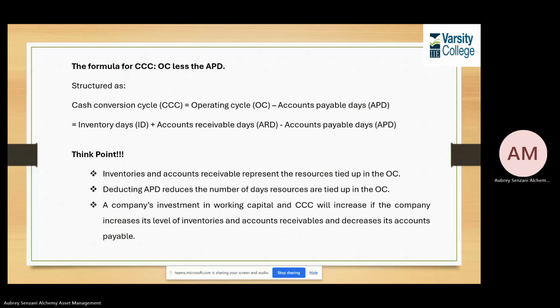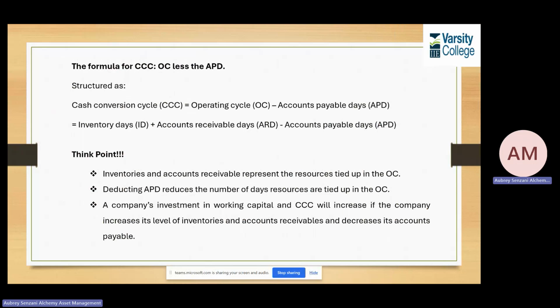Why? I think we're all going to need to read that a second time. Why is that statement true? A company's investment in working capital and CCC will increase if the company increases its level of inventories and accounts receivable and decreases its accounts payable. The last bit is the critical bit.